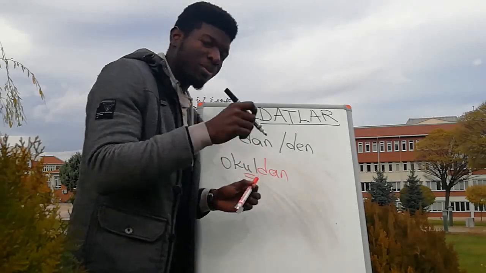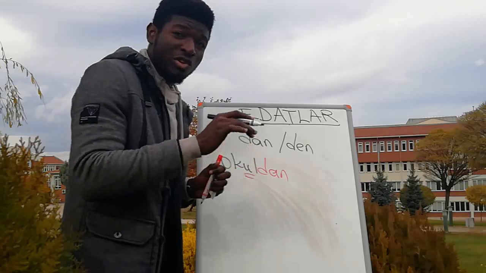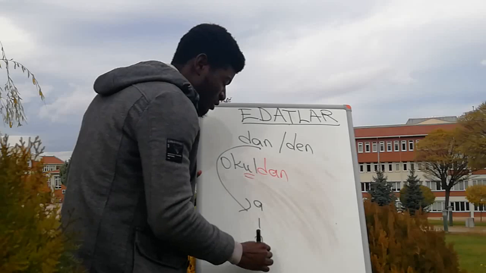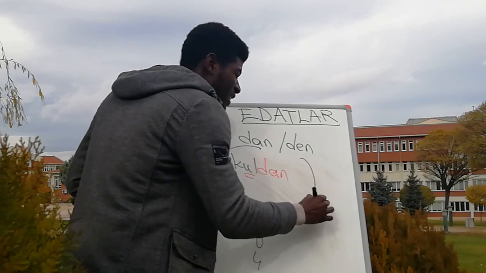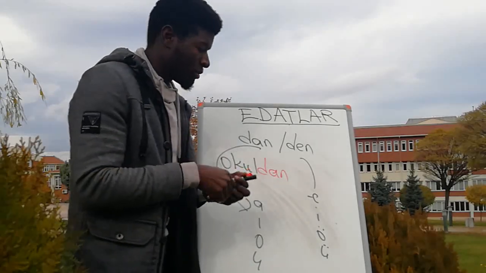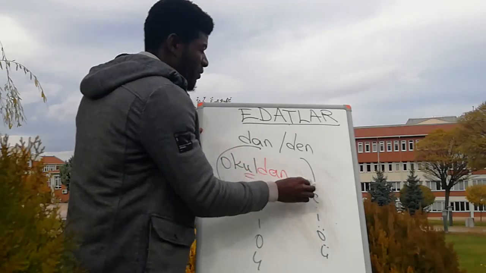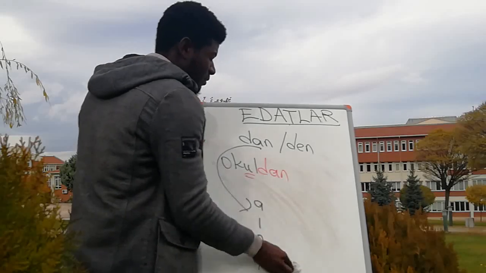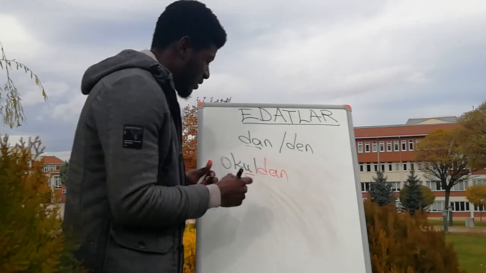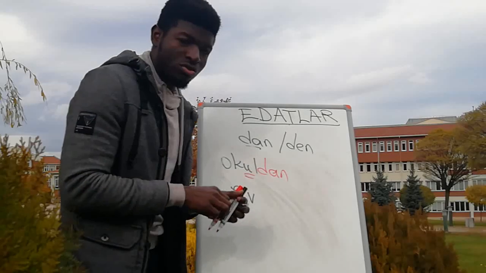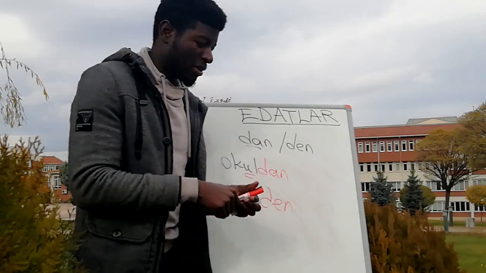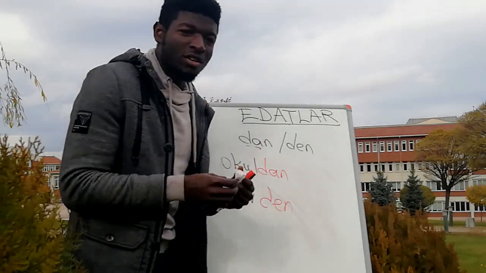So I want to remind you: probably in this lecture you will memorize all these vowels. We'll be going with dan for a, o, u, and with den for e, i, ö, ü. That's the thing you have to know. So if you want to say, for example, I'm coming from house, it will be evden. So that's all about today's lecture or today's course.